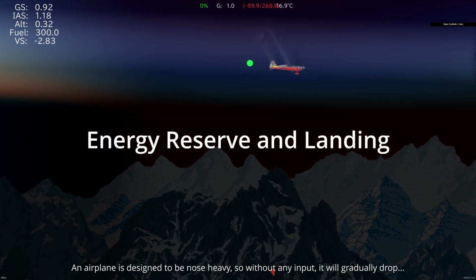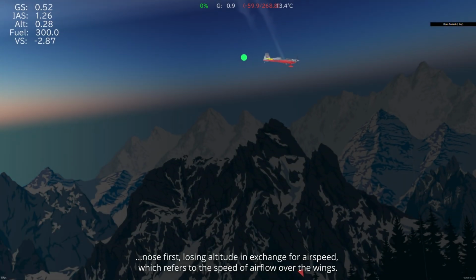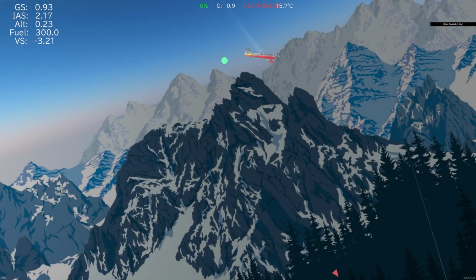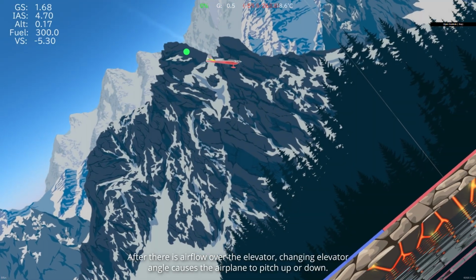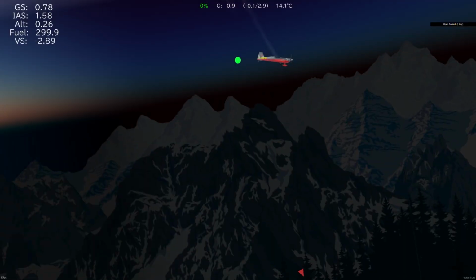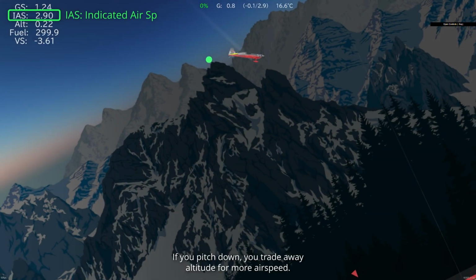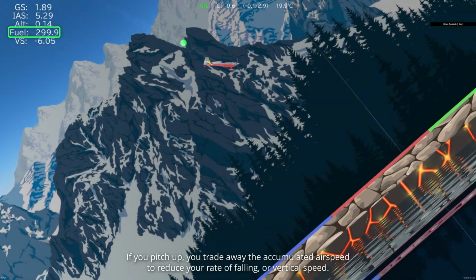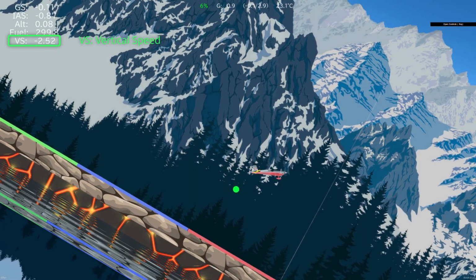An airplane is designed to be nose heavy, so without any input, it will gradually drop nose first, losing altitude in exchange for airspeed, which refers to the speed of airflow over the wings. After there is airflow over the elevator, changing elevator angle causes the airplane to pitch up or down. If you pitch down, you trade away altitude for more airspeed. If you pitch up, you trade away the accumulated airspeed to reduce your rate of falling, or vertical speed.